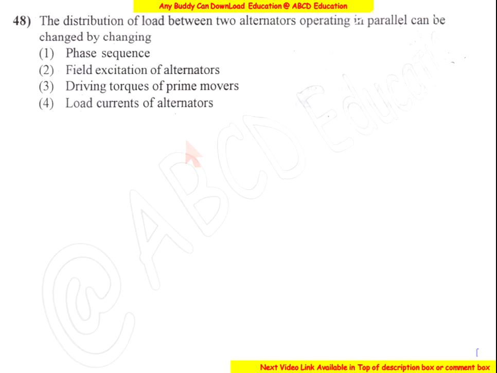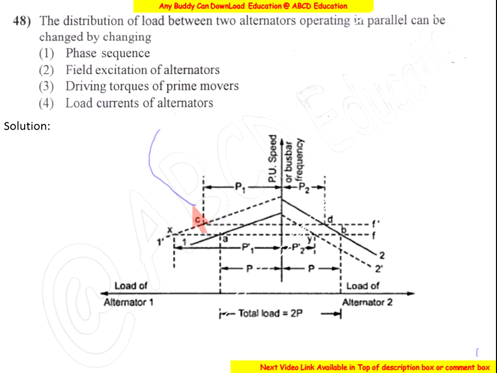Now come to question number 48. The distribution of load between two alternators operating in parallel can be changed by changing the. Now come to the solution. We know about load frequency control. In load frequency control, the alternator power can be controlled with the help of the load frequency slope. So there is the load and there is the power input.